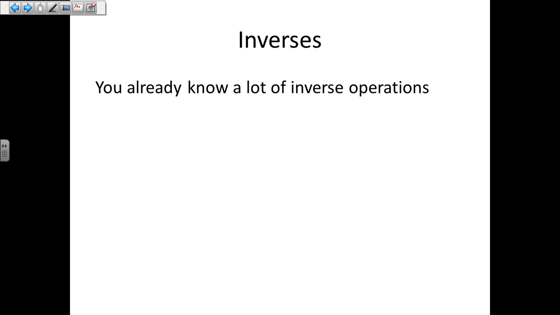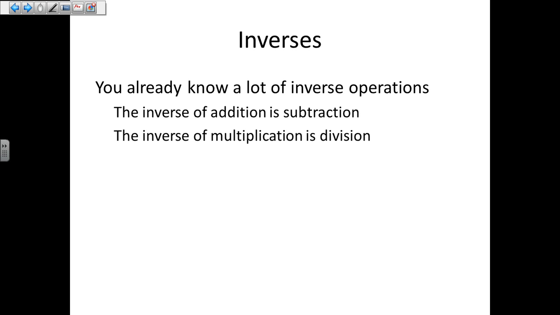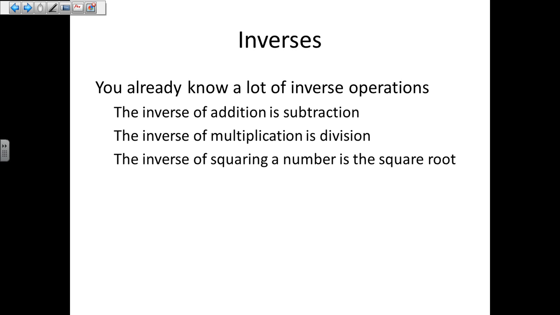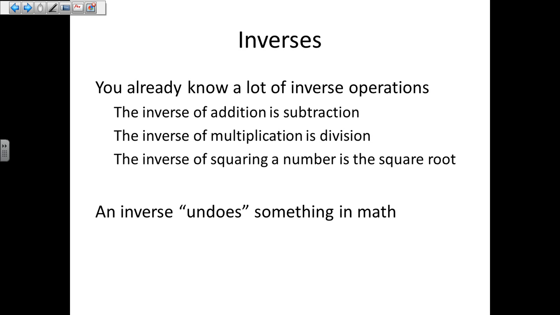So you already know a lot of inverse operations. You know that the inverse of addition is subtraction. The inverse of multiplication is division. Getting a little more complicated, the inverse of squaring a number or a variable is the square root. So really an inverse undoes something in math. For every mathematical operation, there's an inverse that undoes it. Well, we want to be able to apply this idea of inverses to relations and functions as well.